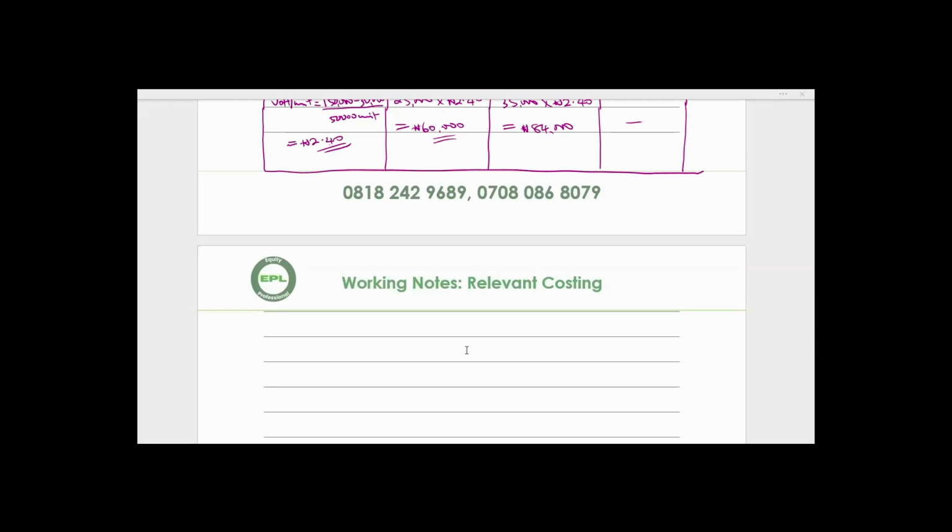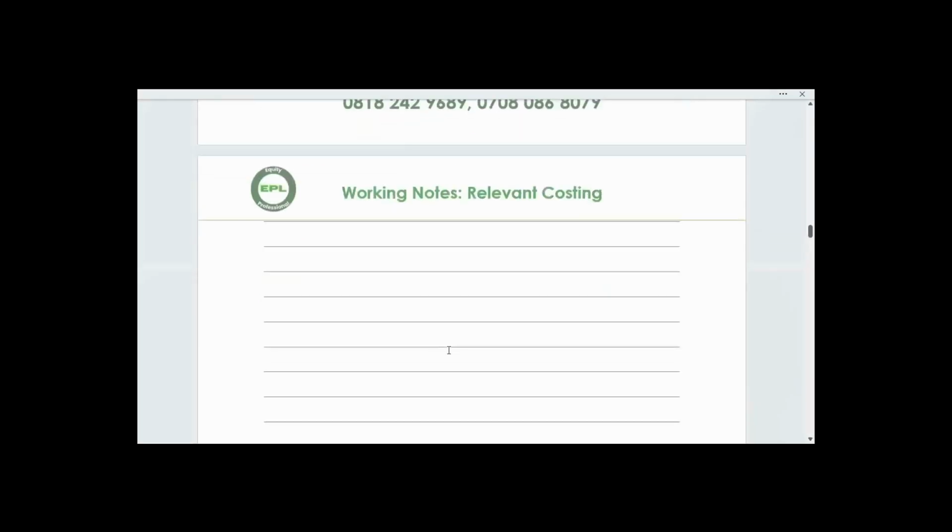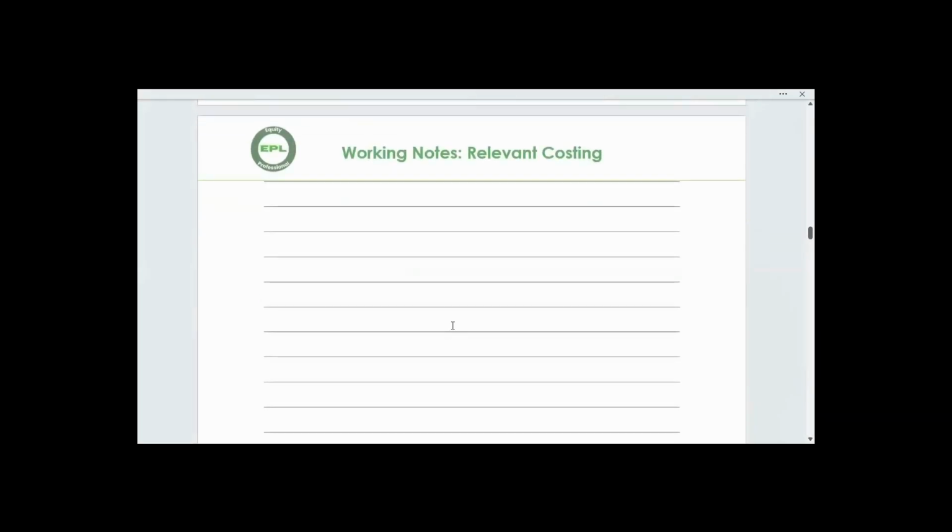So let's treat that information. First thing first, let's draw our table for that.